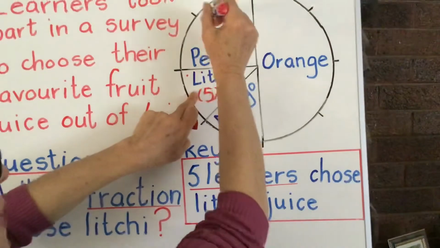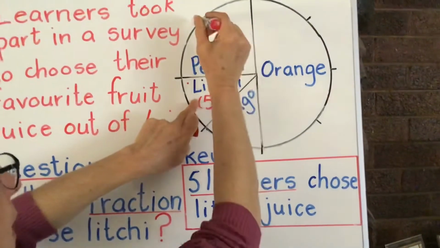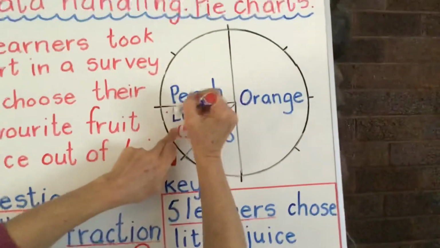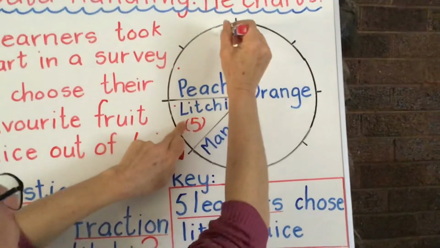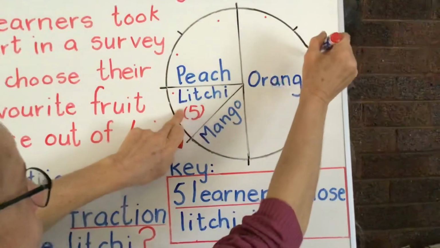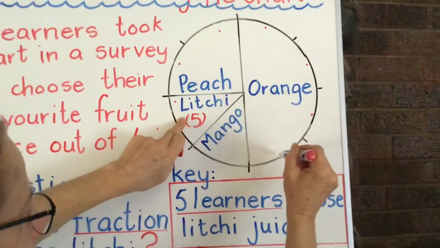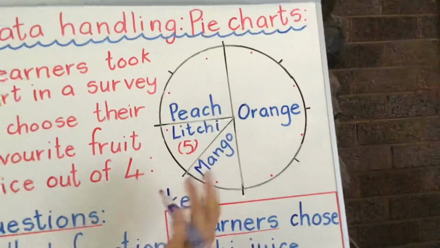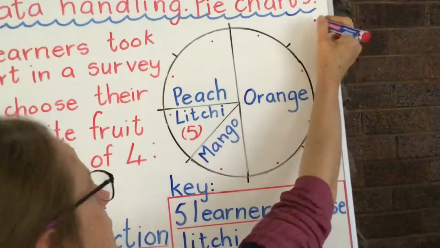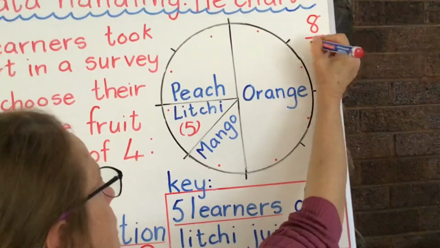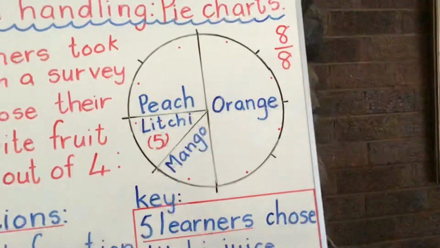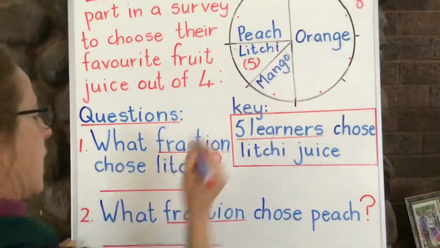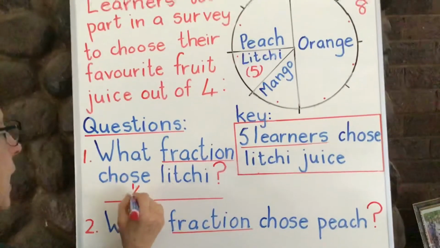Here's another, the same size piece is this little piece here. Can you see on the outside of the circumference of the circle? There's a little marking there. So that's 2, 3, 4, 5, 6, 7, 8. Can you see 8 slices? So we know that the whole pizza altogether then is 8 eighths, as a fraction. What fraction chose lychee? Only 1 little slice out of the 8 chose lychee, so it's 1/8.